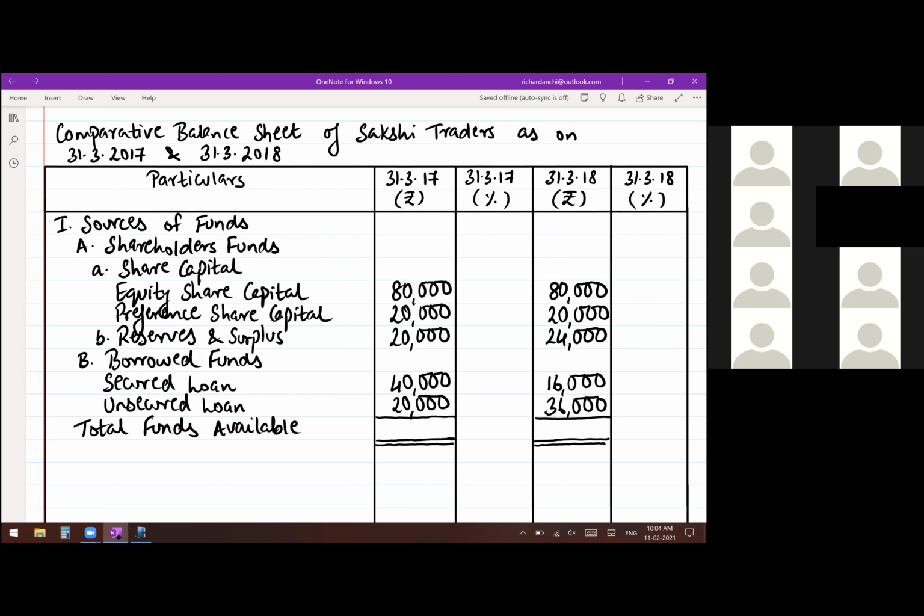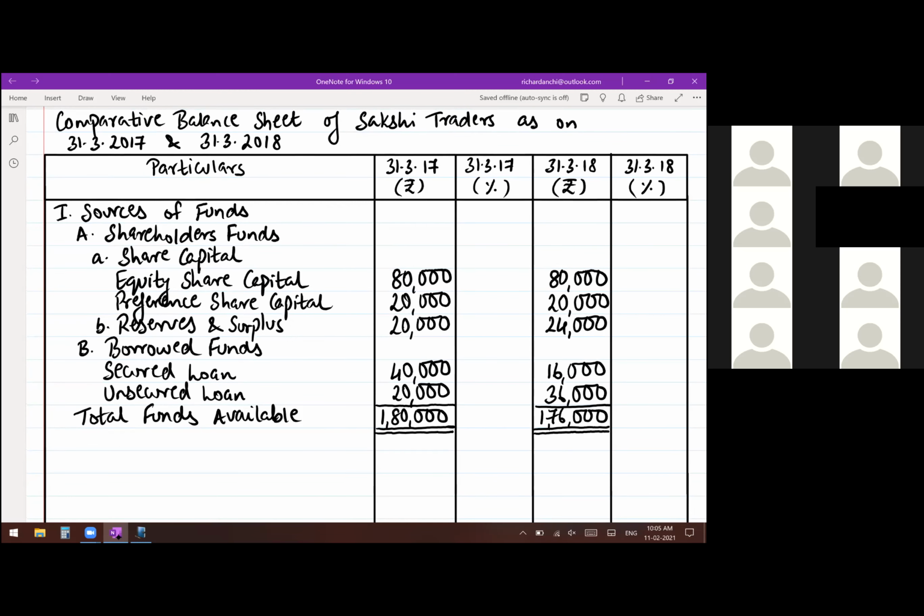Anybody has taken 2017 total? 1,80,000. Correct. And what about 2018? 1,76,000. Okay. For the sources of fund side, let us calculate percentages. But now be very careful. Take only 2017. So the base is going to be 1,80,000. That is the total funds available.